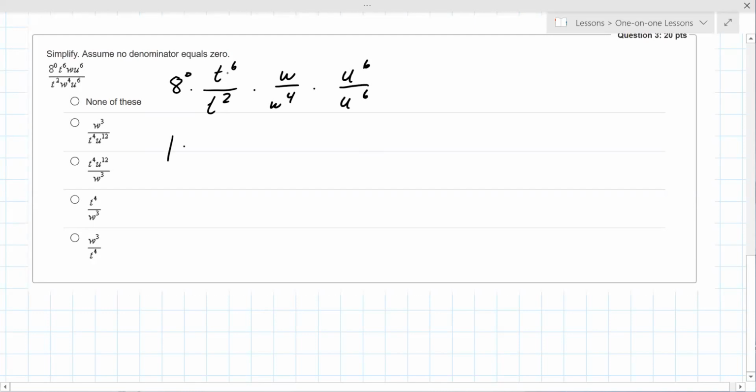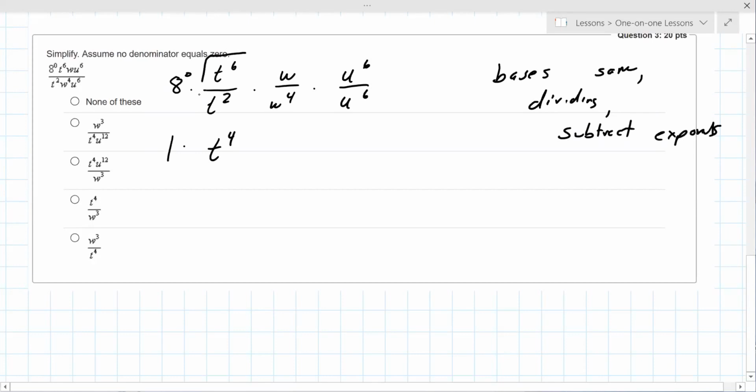Great. What is t to the 6th over t to the 2nd? T to the 3rd power. Oh, 4. Sorry, I forgot. When the bases are the same, say this out loud or write this down: bases are the same, and you're dividing, you subtract the exponents. The bases are the same, you're dividing, you subtract the exponents.